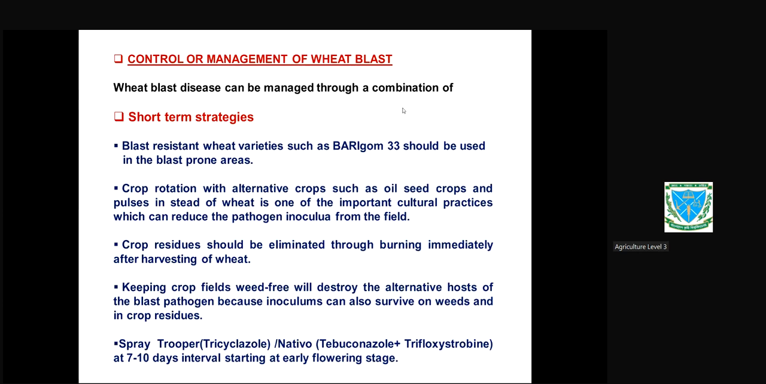BWMRI, I mean Bangladesh Wheat and Maize Research Institute, after 2016 they have tried and released a variety Barigum 33. This Barigum 33 is a blast tolerant variety. So you can use or you can suggest the growers to grow Barigum 33 in the blast prone areas, especially Meherpur, Kushtia, Chuadanga, Barishal, Bhola, Pabna, Jashore, so on. In that area, we have to encourage the farmer to grow Barigum 33. And then rotation should be fine.